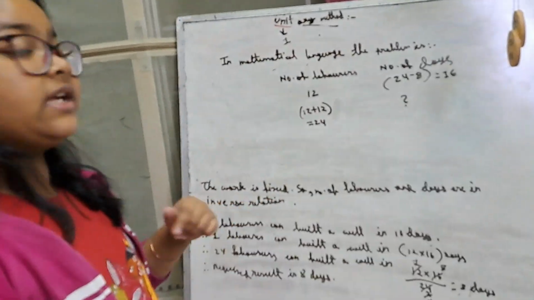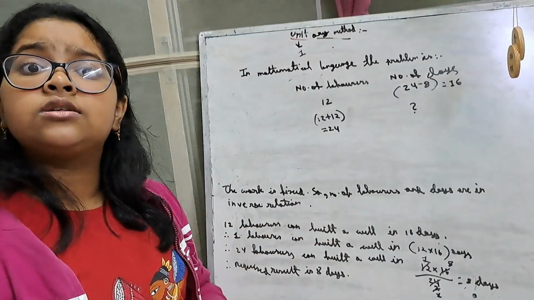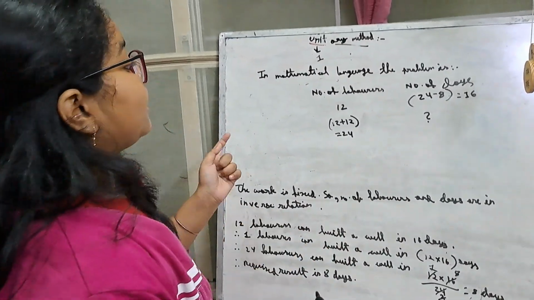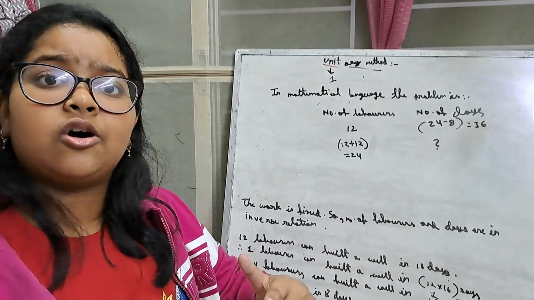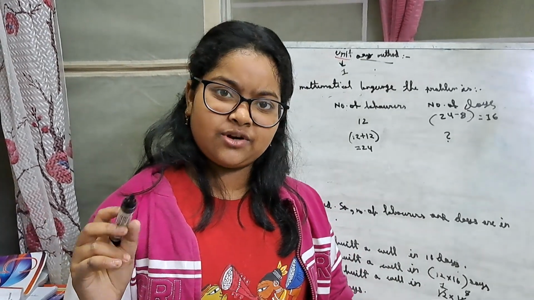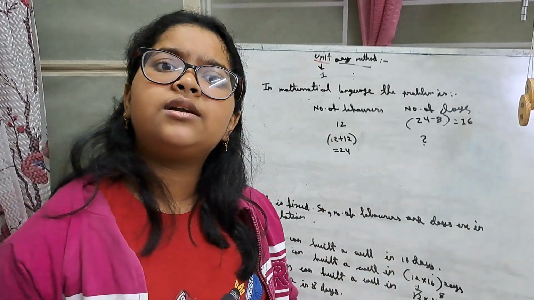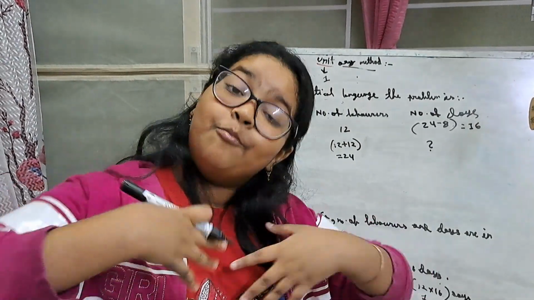So the work is fixed. So the number of laborers and days are in inverse relation, because if the number of laborers increases, the number of days decreases. If 20 laborers need 6 days to complete a work, then 24 laborers will need very less, because there were more laborers.